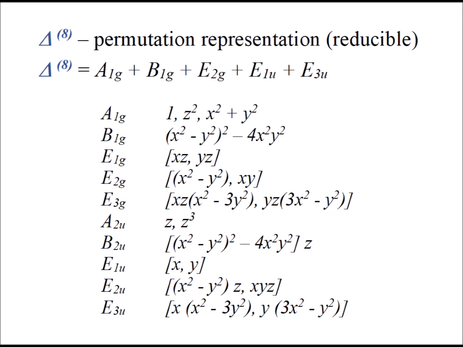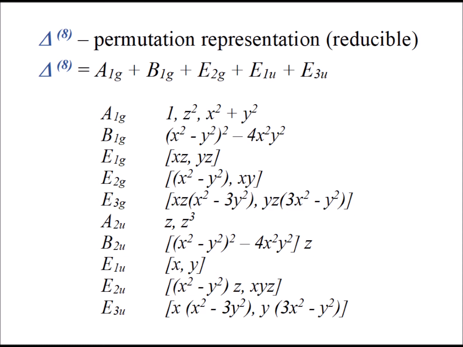From the 8 symmetry equivalent points in our molecule, we effectively generate a reducible representation known as the permutation representation that we denote by this delta 8. And we can reduce it quite easily in that it's going to consist of the irreducible representations that are non-zero when we substitute in the coordinates into the basis functions.